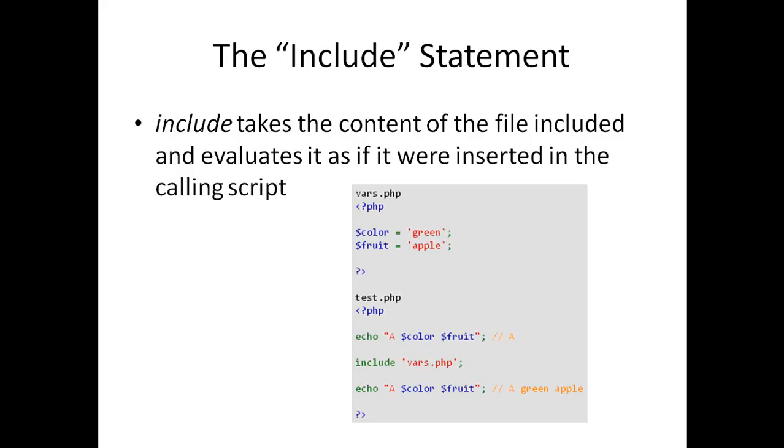And all vars.php has is color equals green and fruit equals apple. Then there's another script called test.php. And in test.php you have two examples where you're echoing A and then the variable color and the variable fruit. And it shows you in the comments that the first one just results in echoing A. Then we include vars.php, and when you re-echo the exact same line, you get a green apple. The variables are as if we set them in test.php.